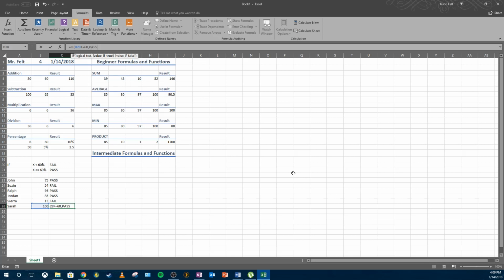Now keep in mind that it's going to show up as an error, and I'm going to show you why here in a second. Fail. And always end your parentheses. Now, you'll see, oh my gosh, why does it have name there? Well, the problem is Excel doesn't know what pass means or fail means. It's like, what's that? What kind of formula is that?